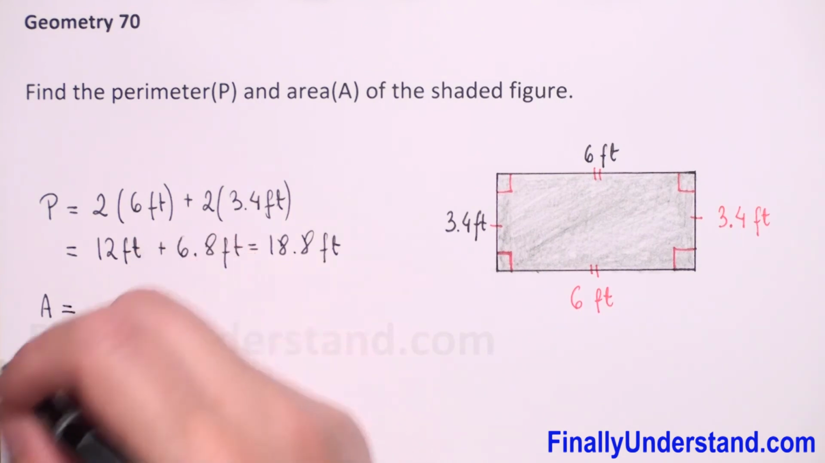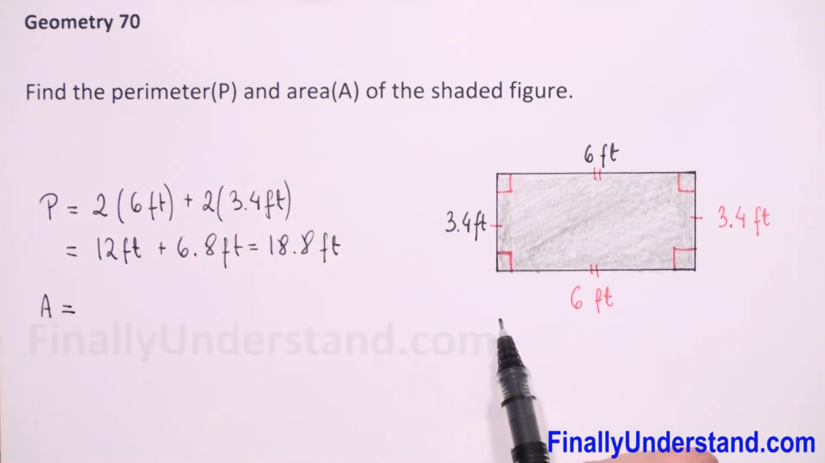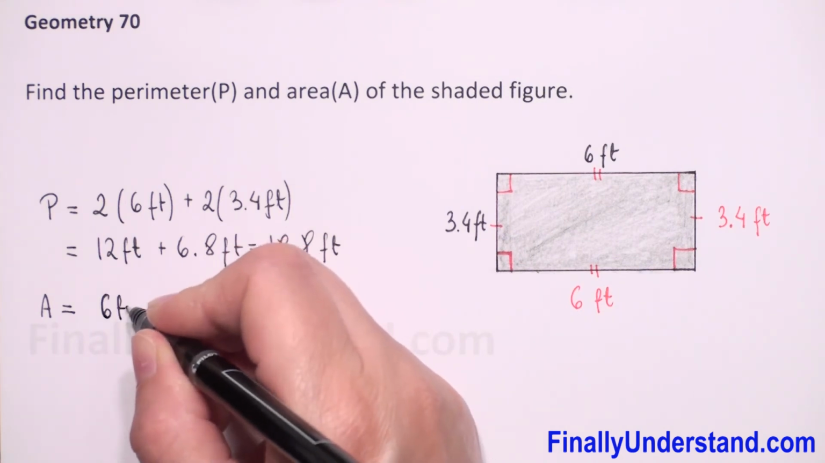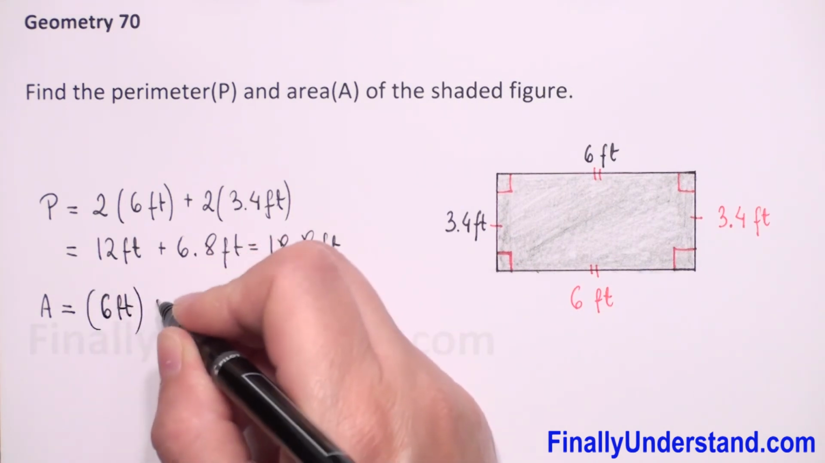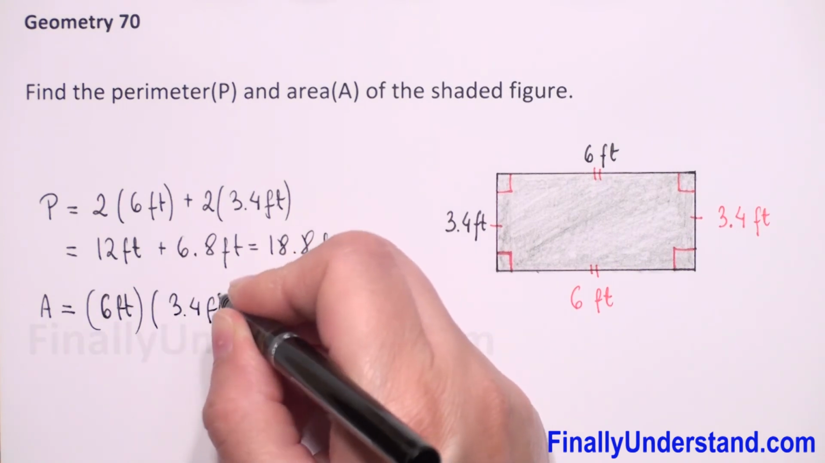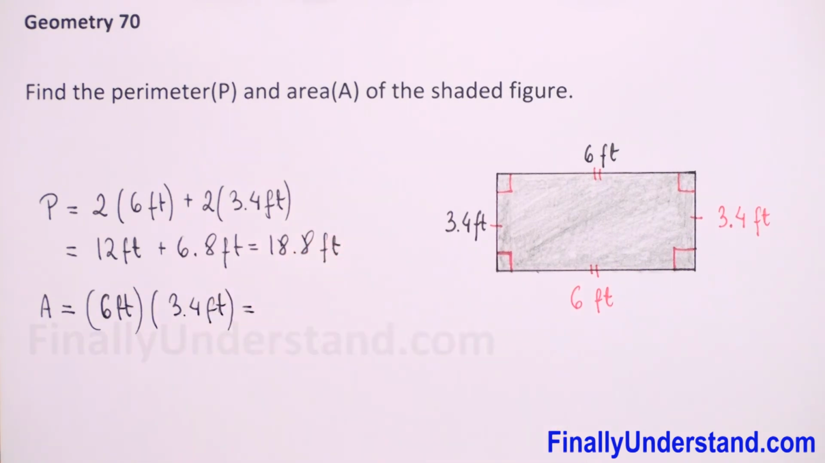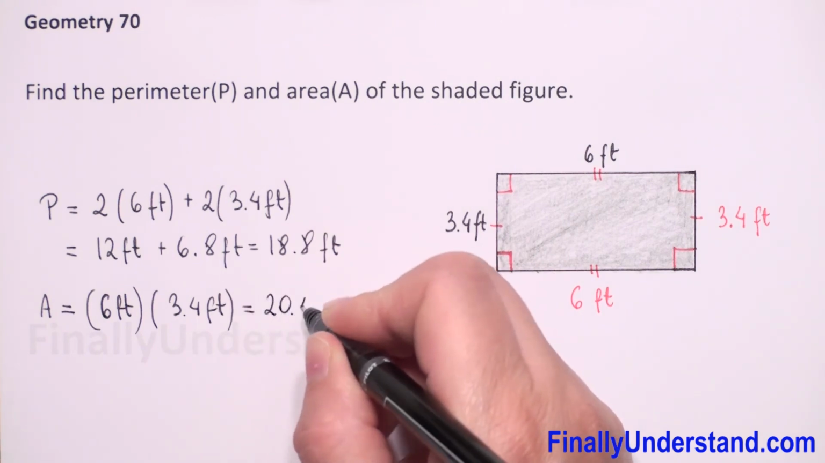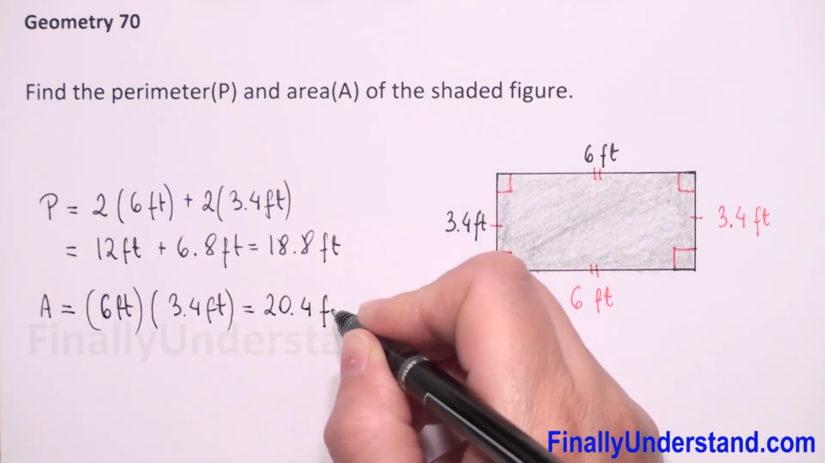Now we have to find the area of our rectangle. Area is equal to length times width. So we have 6 feet times 3.4 feet. So this is equal to 20.4 square feet.